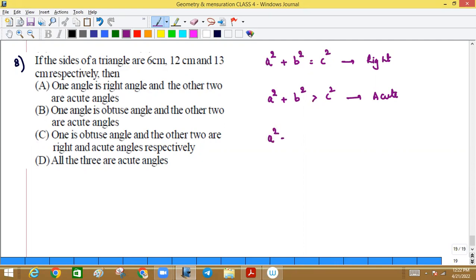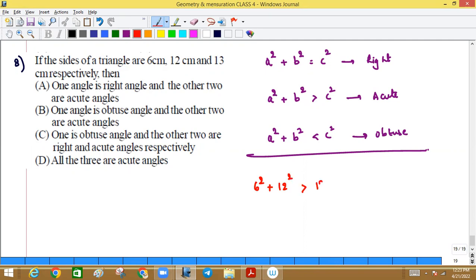If a square plus b square is less than c square, what kind of a triangle is it? What is 6 square plus 12 square? 36 plus 144. Obviously, it is greater than 13 square. Yes or no? 36 plus 144 is something around 180. It is greater than 169. What kind of a triangle?